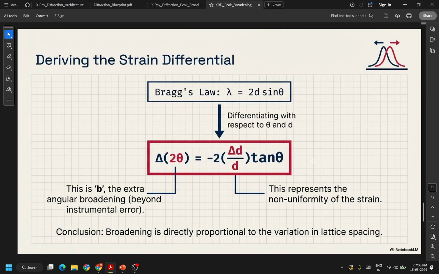and this delta 2 theta gives you the angular broadening beyond the instrumental error. So the broadening is directly proportional to your variation in lattice spacing.